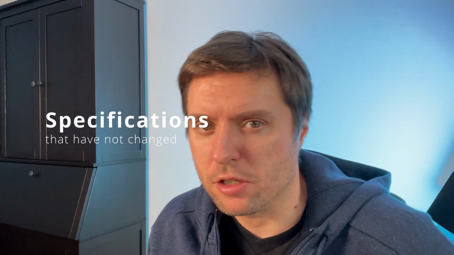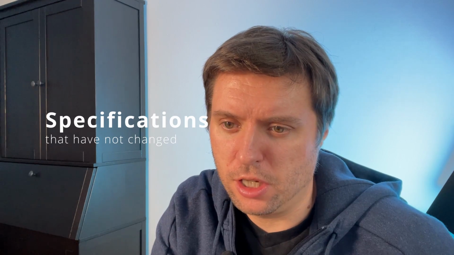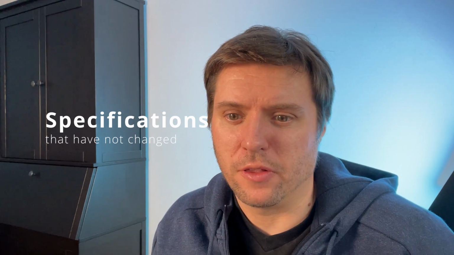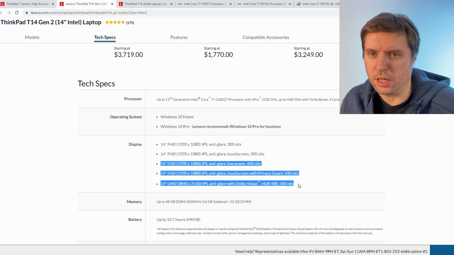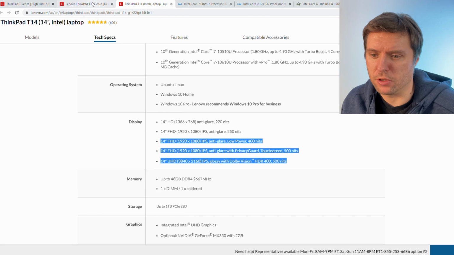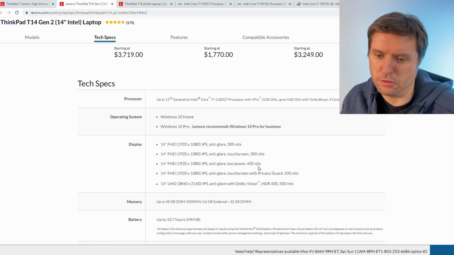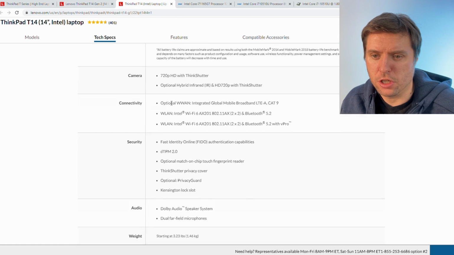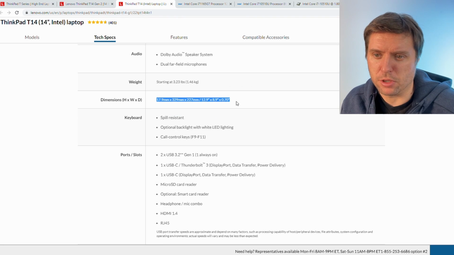Let's look at the specifications of the T14 Gen2 and try to find out what has changed. I'll start with the things that have not changed that much. Here we have the tech specs of the T14 Gen2. There are some new display options, but the last three have been available the year before already. If you, for example, bought the low power consumption full HD display with 400 nits, then it's basically the same. Dimensions did not change at all, meaning that it is basically the same housing. It also weighs the same, 1.47 kilograms, as the Gen1.